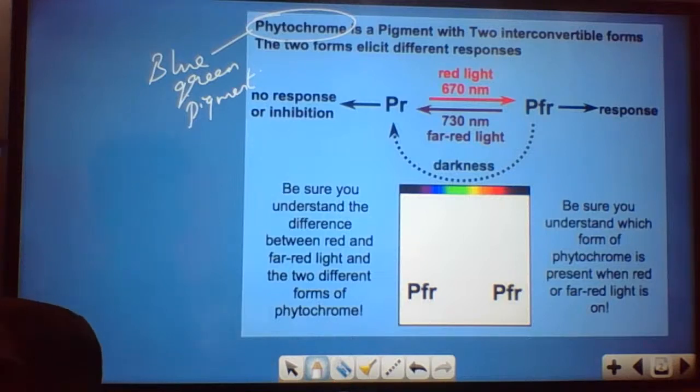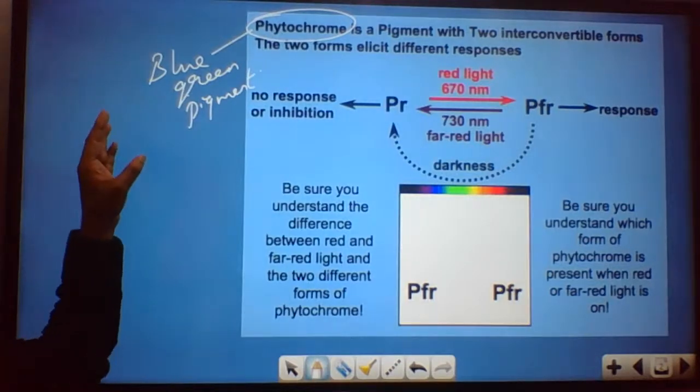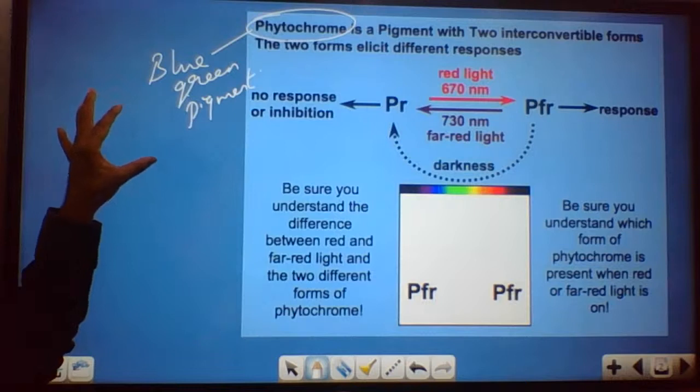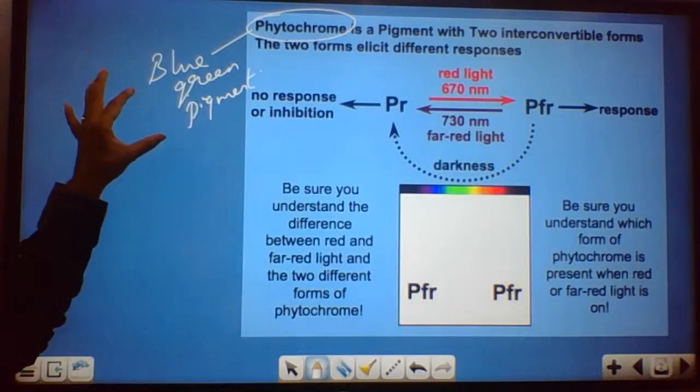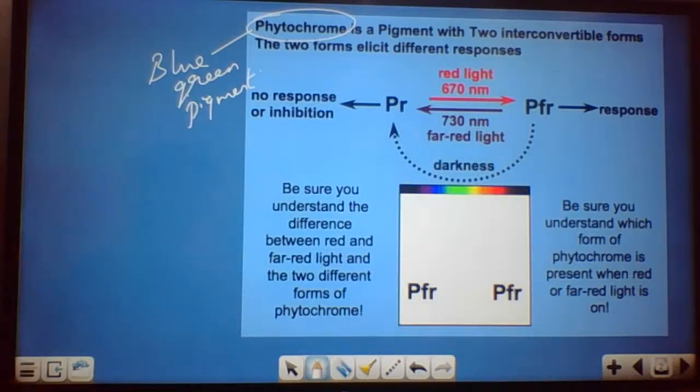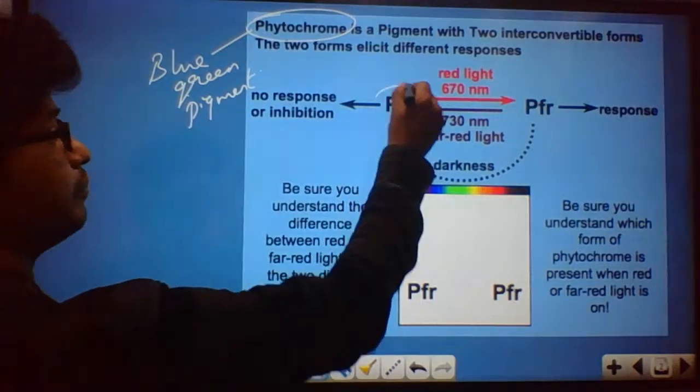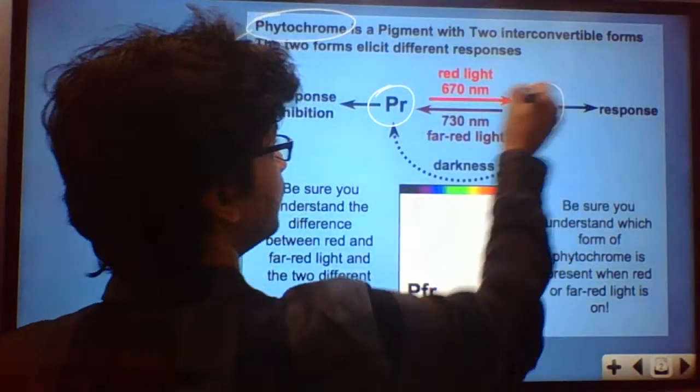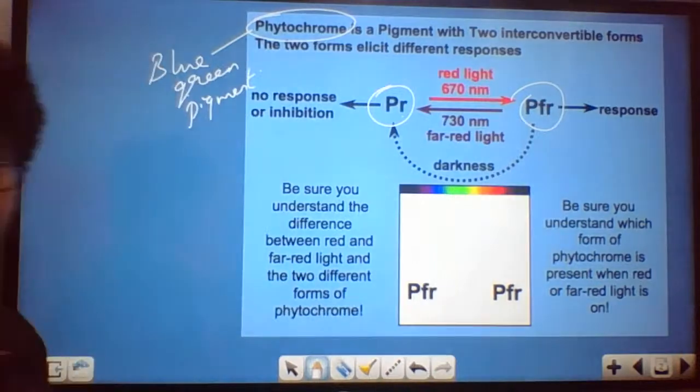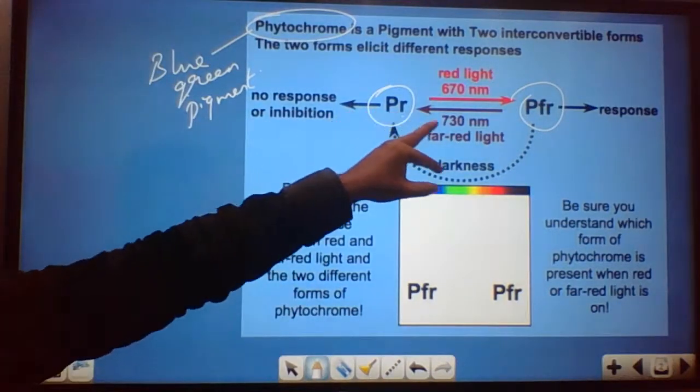Okay, fine. So it's a blue-green biliprotein pigment. Yes, Sherin, you're correct. This pigment can be classified into two: PR, phytochrome red, and PFR, phytochrome far red. We have PR and PFR.